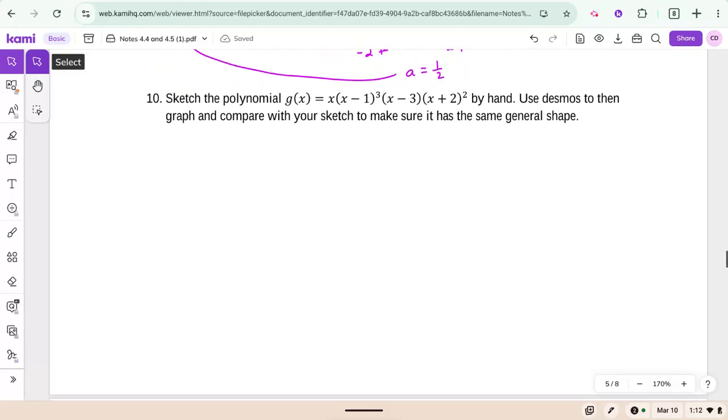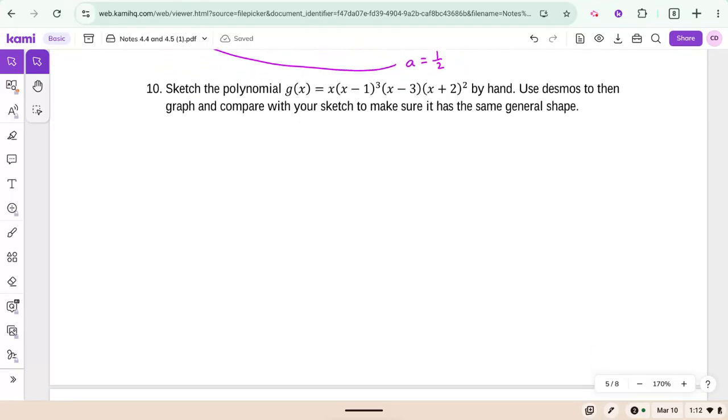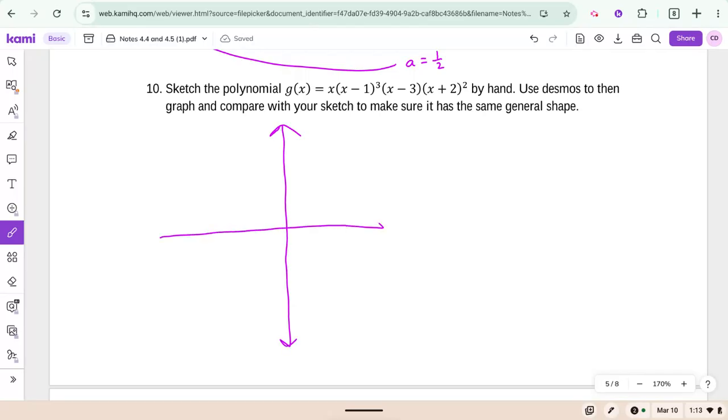Number 10, I'm going to sketch this polynomial by hand. Then I'm going to use Desmos to compare and see how I've done. So let me give myself a little sketch grid to sketch on. And let's see what I've got. So I'm starting out with this one, x equals 0, has a multiplicity of 1. So it's going to cross at 0. It's just going to cross right on through.